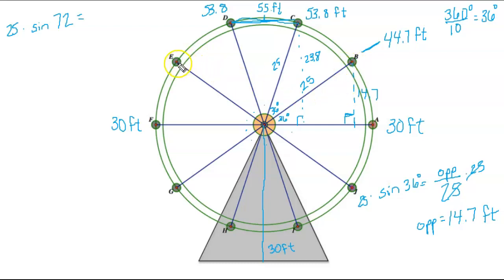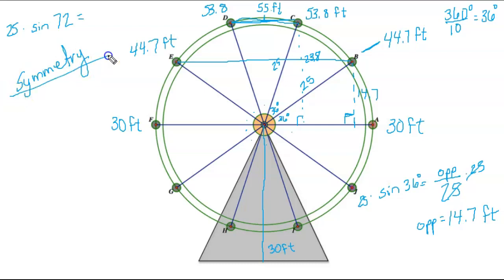And B and E, again, if we fold on that line of symmetry right down the middle and reflect it over, B reflects right over to E. So if B is 44.7 feet above the ground, then E is going to be 44.7 feet above the ground. And so symmetry is really going to help me kind of shortcut figuring out what some of these things are. I didn't have to do the trig all over again. I saw that those matched up.